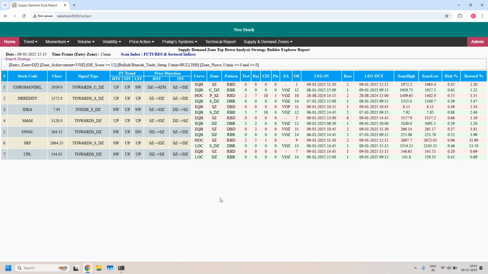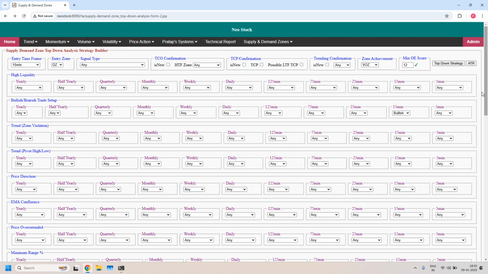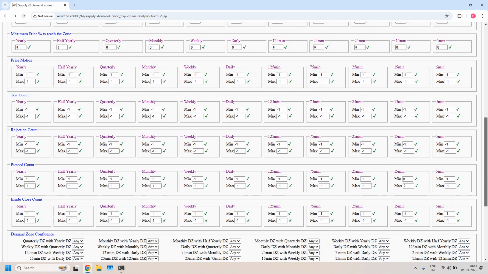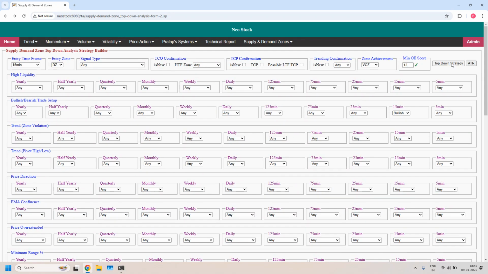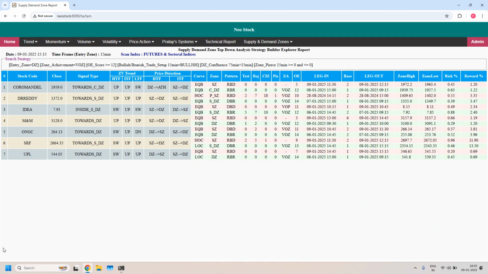Apart from that, we can further filter this entire list by using a zone confluence, that is LTF and ITF demand zone confluence, to filter the high probability trade setup stocks. So let's add that filter. LTF, ITF demand zone confluence, that is nothing but 15 minutes demand zone with 75 minutes demand zone confluence. With this filter, we got 7 stocks. In all these 7 stocks, these 15 minutes demand zones are part of the 75 minutes demand zone. And 75 minutes trend, ITF trend, is up in all these stocks.